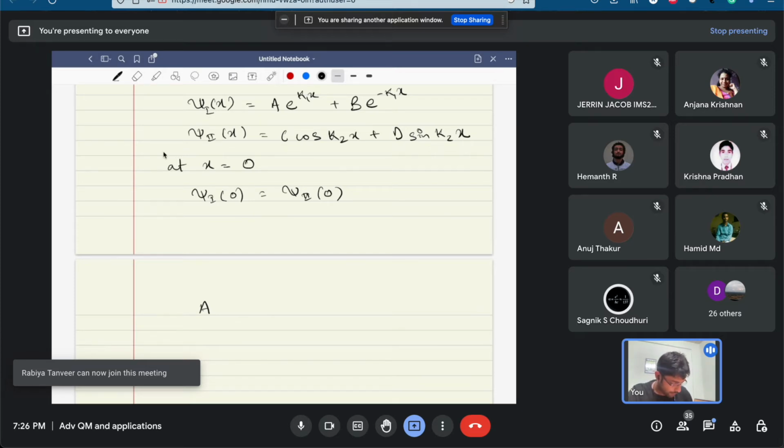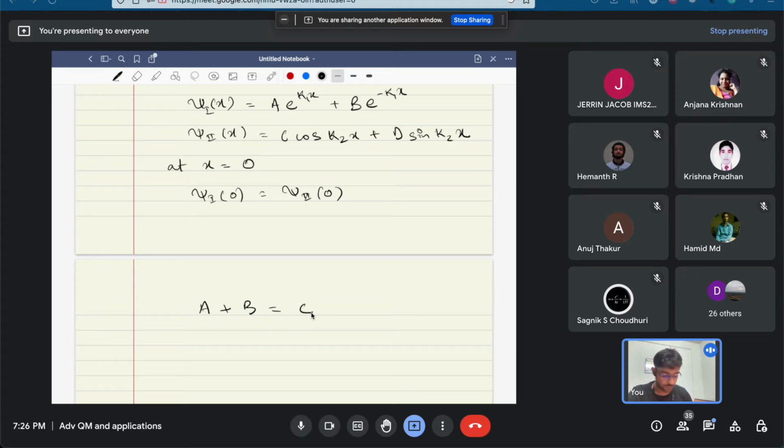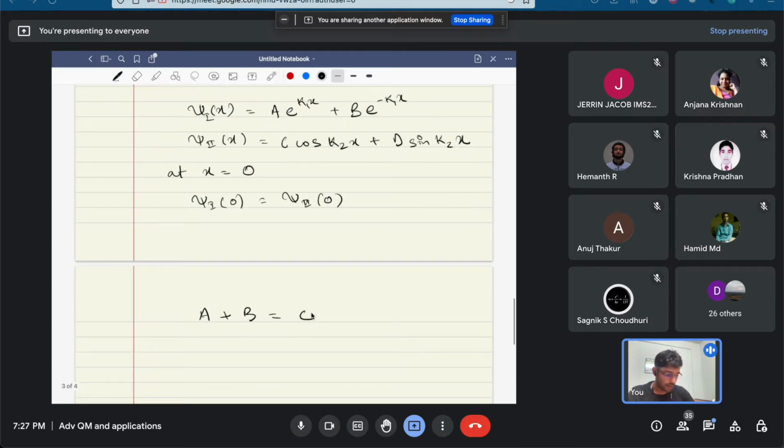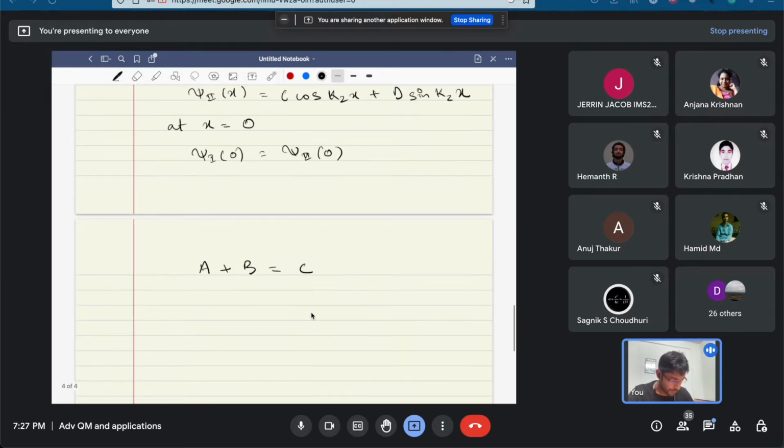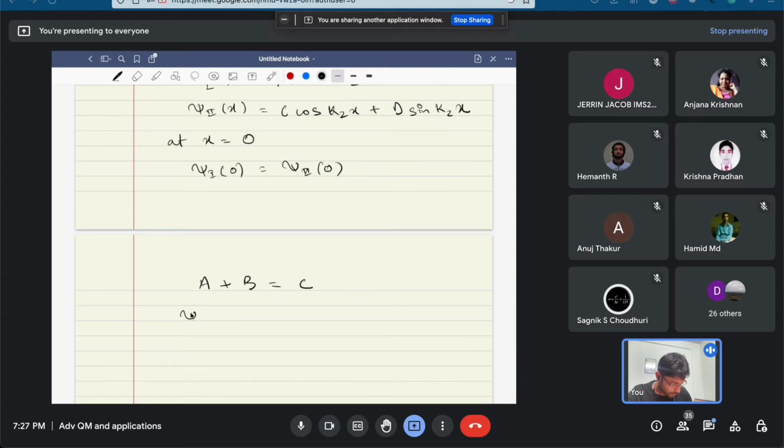We have a plus b because we know e to the power 0 is 1, and on the right hand side we have only c because sine of 0 is 0. So this is the first condition that we have obtained. So we are trying to find a simple coefficient that can give us the wave function throughout. Okay, now putting in the second one, that is derivative of psi 1 at 0 should be equal to derivative of psi 2 at 0.